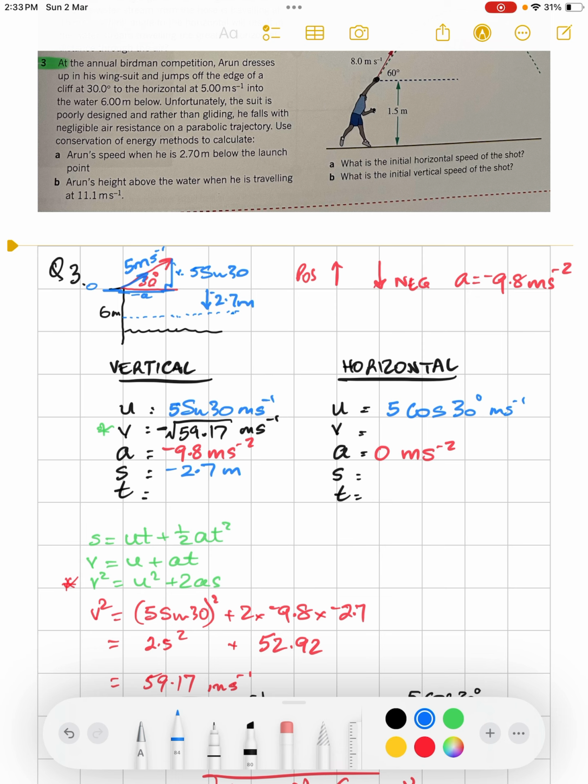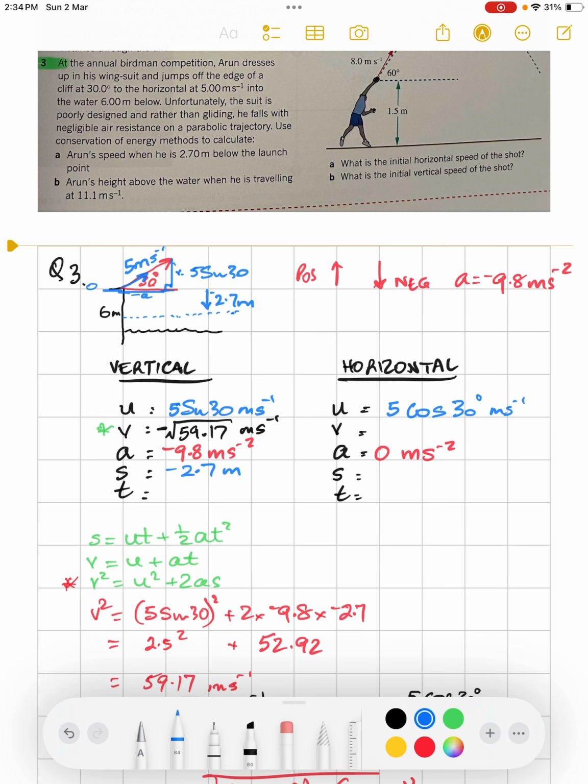At an annual Birdman competition, Arun dresses up for a wingsuit, jumps off the edge of the cliff at 30 degrees to the horizontal at 5 meters per second into the water 6 meters below. There's the diagram there. Unfortunately, the suit is poorly designed, and rather than gliding, he falls with a negligible air resistance on a parabolic trajectory. Use conservation of energy methods to calculate.